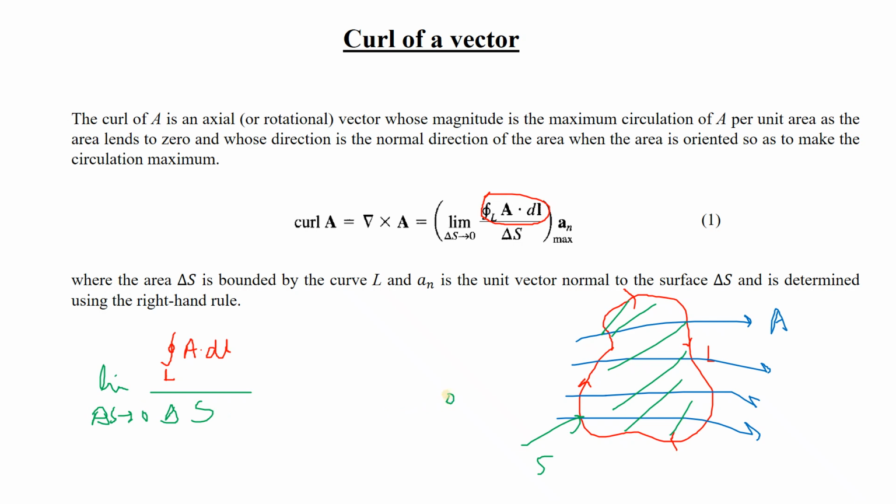Again, the area is shrinking. That is a very small area, and it is circulating along a vector. So we are getting the closed surface in a closed line integral of the vector A per unit area where the area is shrinking. That is called the curl of that particular vector.